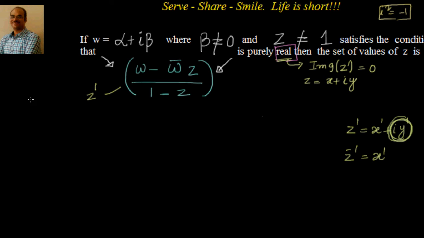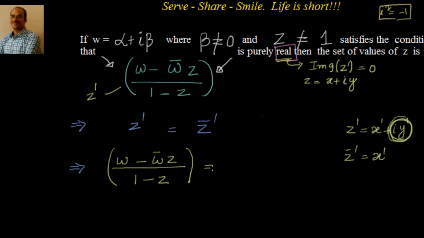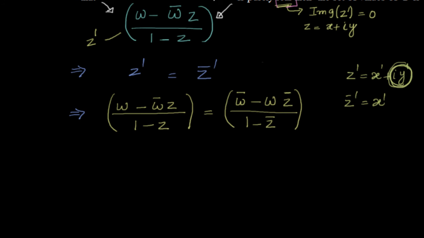So can I apply that particular property which says that z dash is equal to conjugate of z dash? That happens whenever a complex number is purely real. So now I can go ahead and find its conjugate, equate them, and I should be able to get a condition. So let's write it down. We know that z dash is w minus conjugate of w into z divided by 1 minus z. According to the condition we just learned, this is equal to the conjugate of the given complex number. You have to make the individual complex numbers conjugate. So w conjugate minus conjugate of w conjugate, which is w, and multiply with that z conjugate divided by 1 minus z conjugate. Now we'll try to do cross multiplication and find a solution.